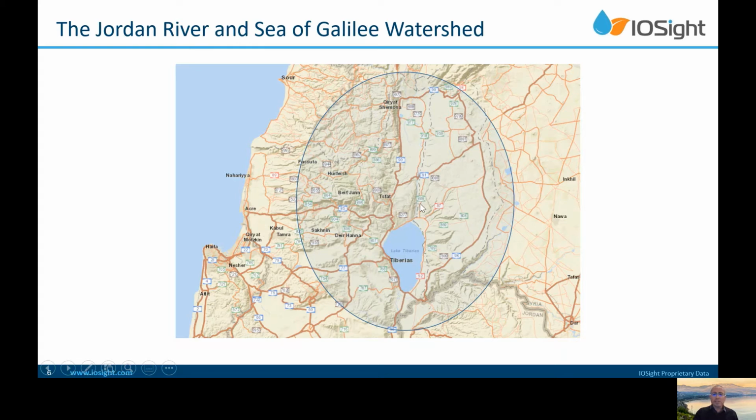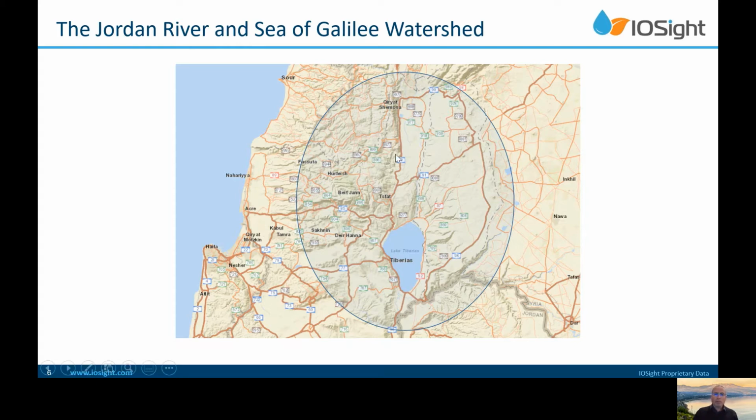This is a very sensitive and strategic asset of Israel, basically the only surface water source that we have in Israel. So obviously it is of high importance, and the government and Mekorot decided that it's worthwhile monitoring in real-time water quality in the Jordan River.